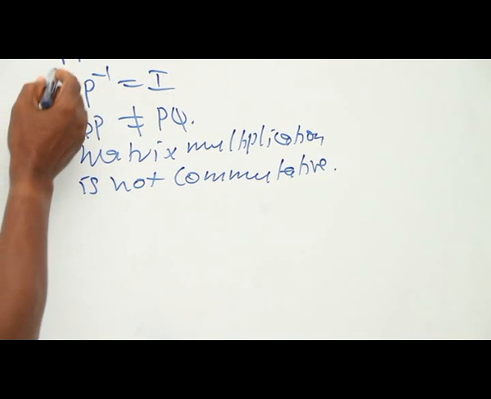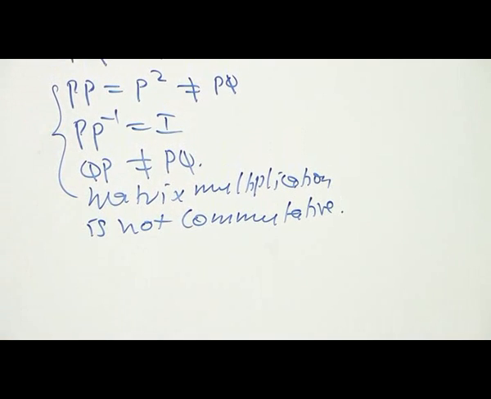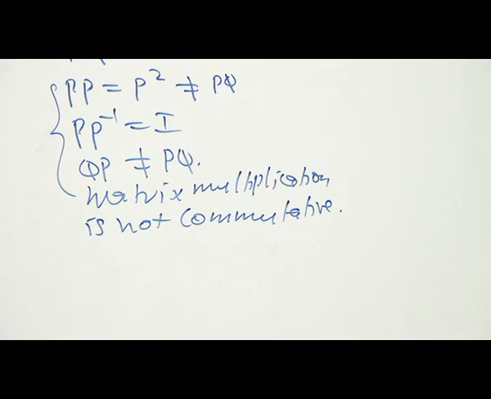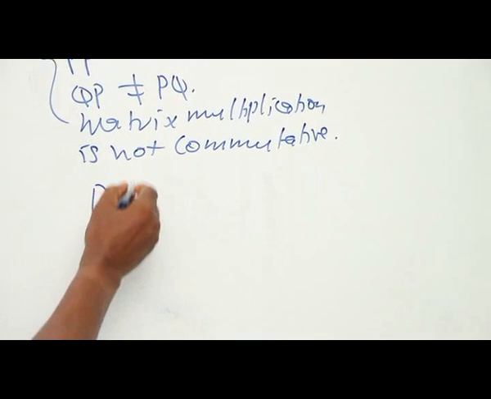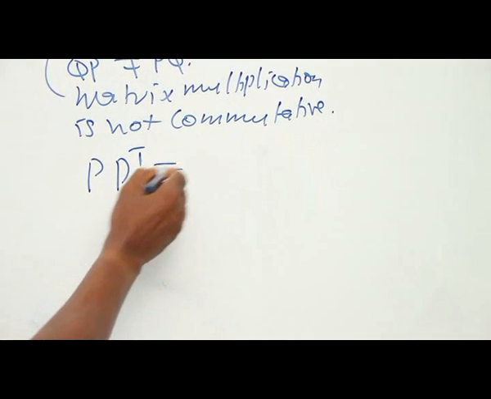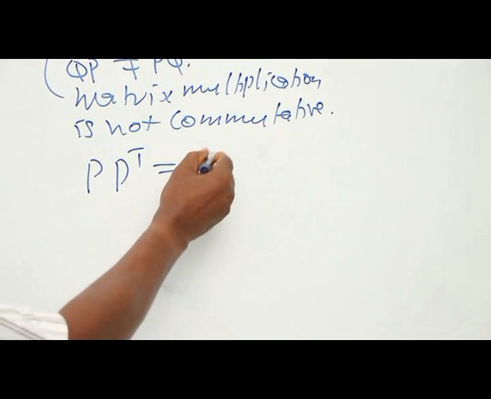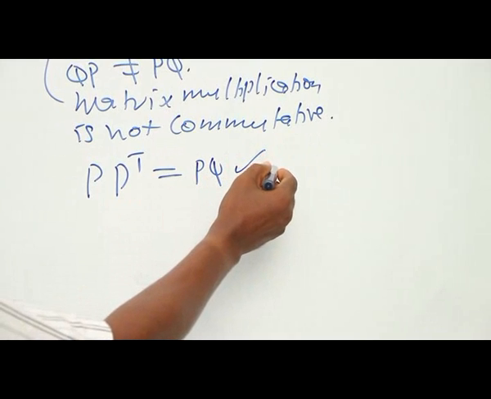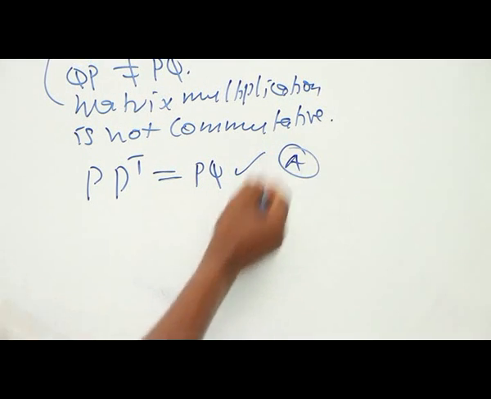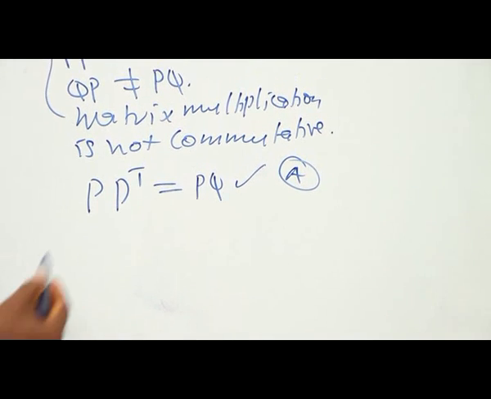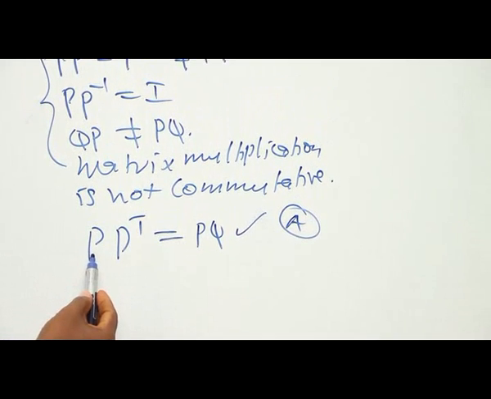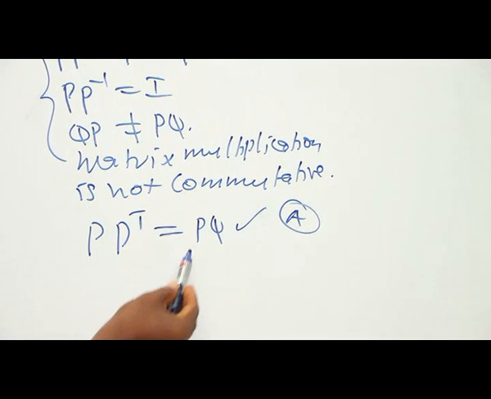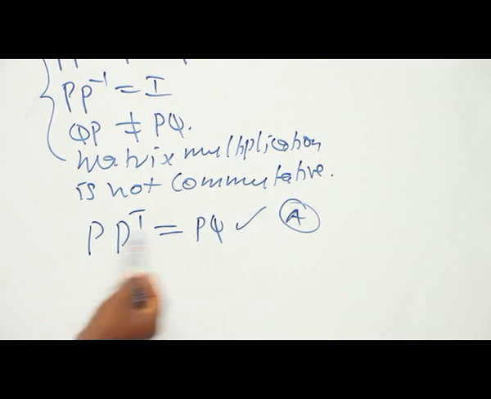So, if these three are not equivalent to PQ, the only correct option, therefore, is P transpose P is equal to PQ. This is the correct option, and the answer is option A. You can try this on your own. Multiply the matrix P by the transpose of P. Multiply the matrix P by Q, you discover that they are equal.